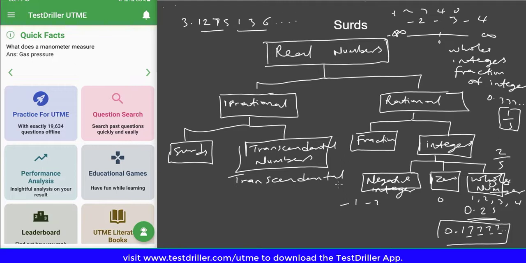Surds are irrational numbers that emanate from roots. So if you say square root of 2, this is an irrational number, but it belongs to surds. If you say the cube root of, let's say, 5, this is also a surd. So you can imagine surds to be roots of numbers. That's how you can imagine surds. They're just roots of numbers. What about transcendental numbers? They don't result from the root of numbers. They result from some other kind of special numbers. An example of a transcendental number is pi.